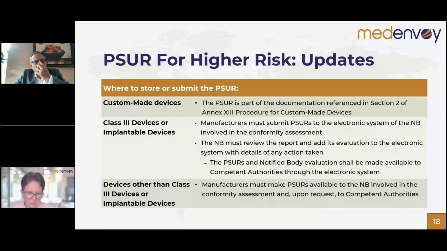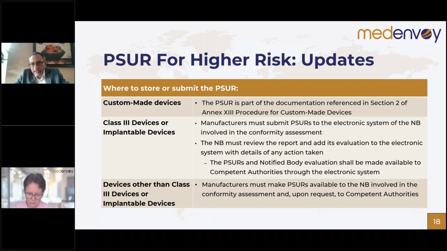So for some additional specific requirements for custom-made devices, your PSUR should be part of your technical documentation as required. Same with the class 3 devices or implantable devices. That is a little more rigor. You have to submit that to the notified body.